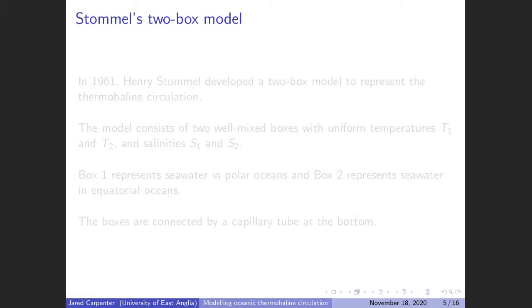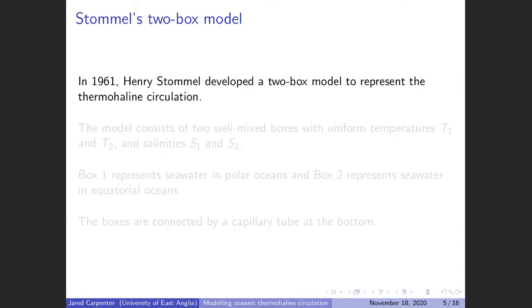So naturally, we want to be able to model the way that temperature and salinity vary. And it's exactly what I did in this project. If we go back to a very influential paper, back in 1961, Henry Stommel developed a two-box model to represent thermohaline circulation. It's very influential; when I did a lot of research into papers, this one by Stommel was almost always referenced at some point.